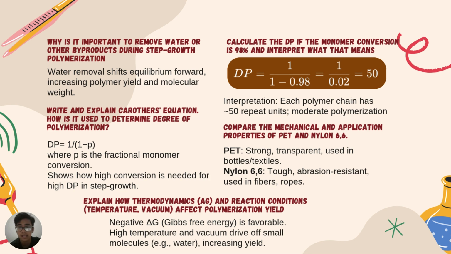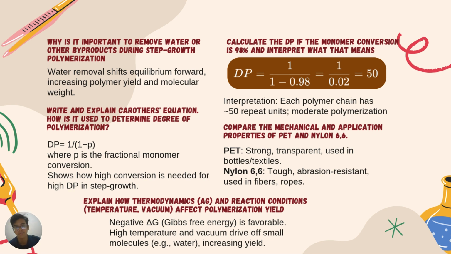And where we have to calculate DP, the monomer conversion is 98%. So if it's 98%, meaning that it would be 0.98, then 1 minus 0.98 turns into 0.02. So the 1 on the top, which is 1 divided by 0.02, shows a higher DP value. As I mentioned, the higher the p is, the better the value is. And the interpretation is each polymer chain has at least 50 repeated units and moderate polymerization. And also, fractional monomer conversion is in percentage.